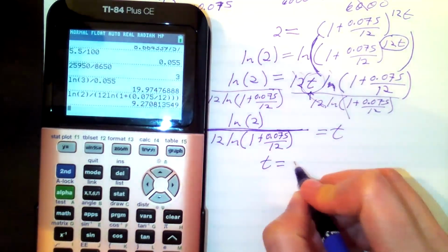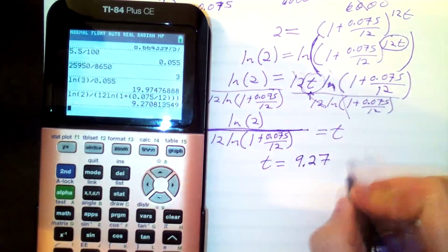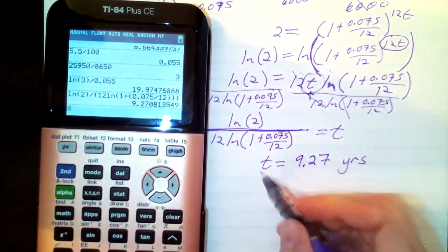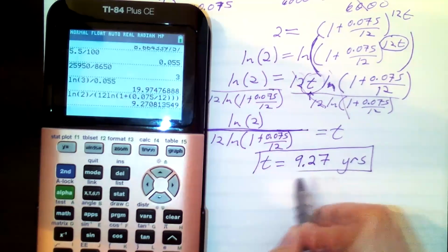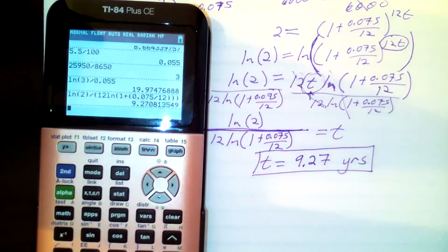So we get here t is approximately 9.27. So it takes about 9.27 years for the principal amount of money to double if invested under these conditions.